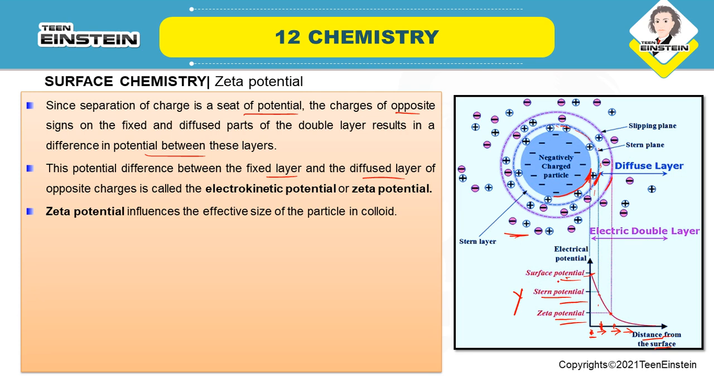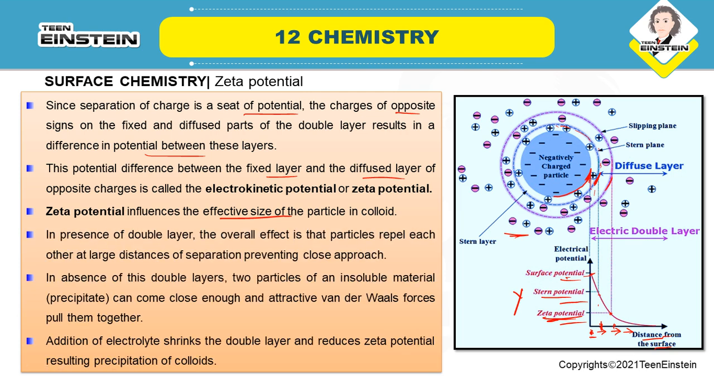Okay, so there are three types of potential, but the zeta potential is the most important, because it influences the effective size of the particle. Now size is very important, because depending on the size of the colloid, we can have different properties; it has a direct impact on the properties. Zeta potential also has an impact on the effective size of the particle. That means zeta potential indirectly also controls the properties of the colloid particles. Okay, so that is why it is very important.